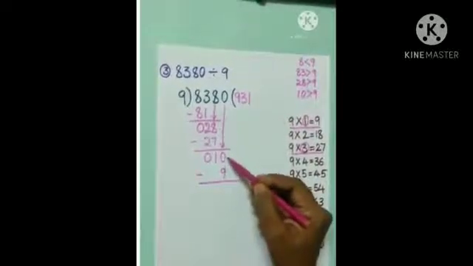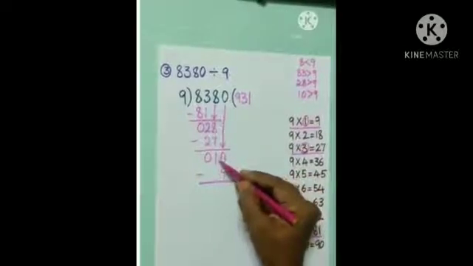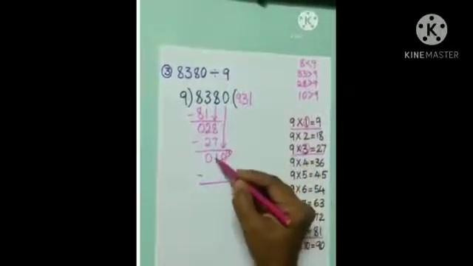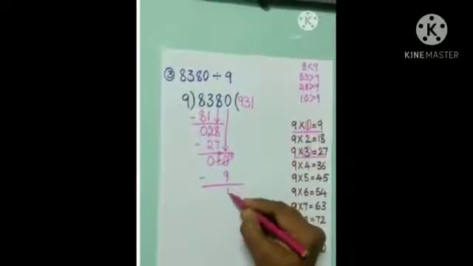0 minus 9. From 0 we cannot take out 9. So borrow from before number. Cut 0 and write 10. Cut 1 and write 0. 10 minus 9, 1.